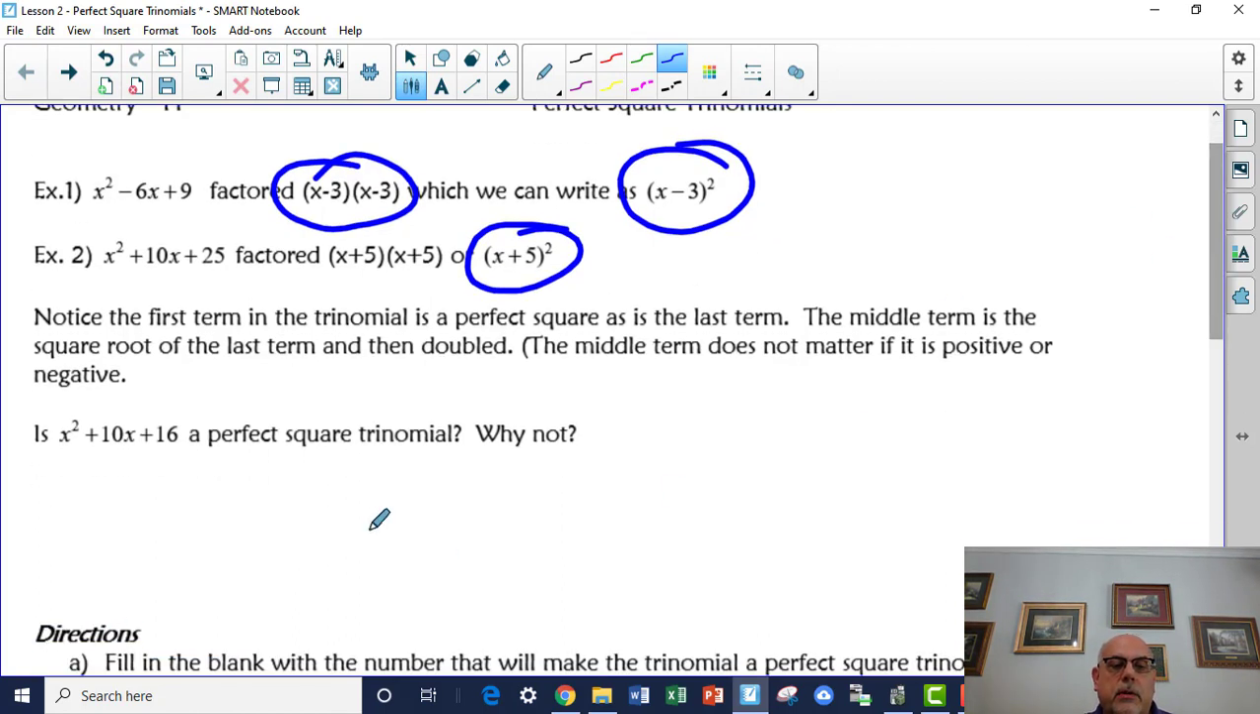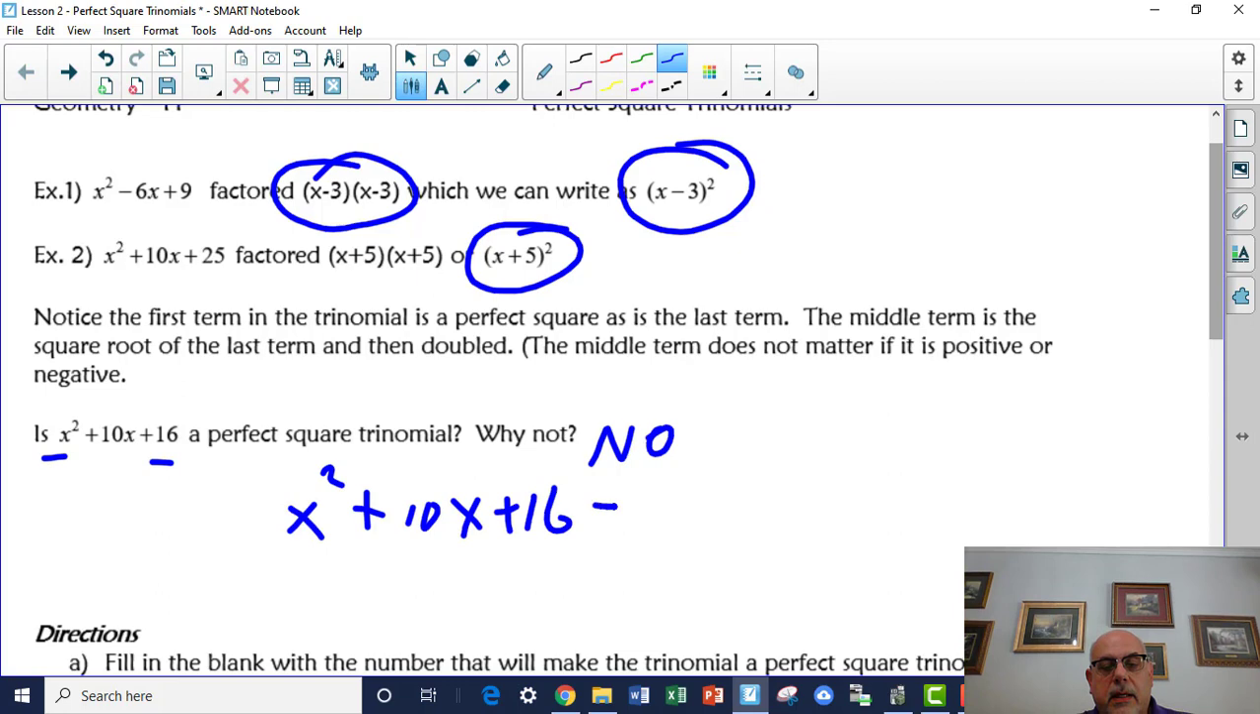So the first term in the trinomial is a perfect square, x squared. So was the last one, 25, 9, in this case 16. The middle term is the square root of the last term, then doubled. So it doesn't matter whether it's positive or negative. So that being the case, square root of 16 is 4. 4 times 2 is 8. This is not a perfect square trinomial, okay? Because x squared plus 10x plus 16 does not equal x plus 4 squared, okay? So that is not a perfect square trinomial.